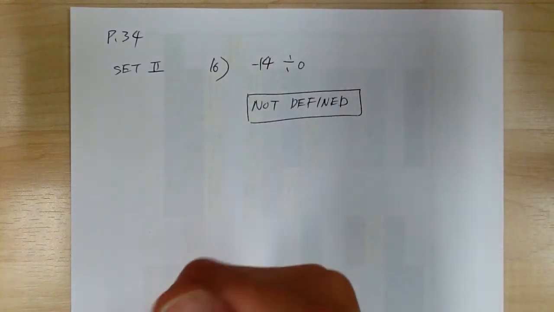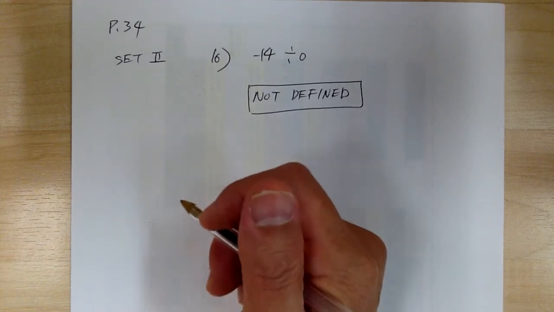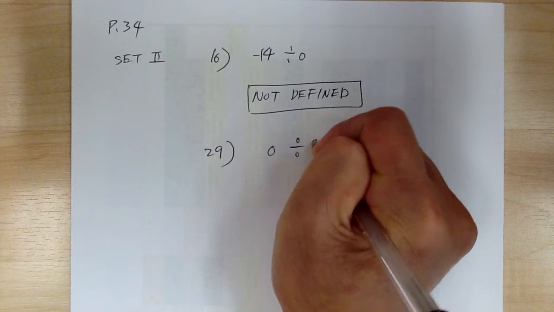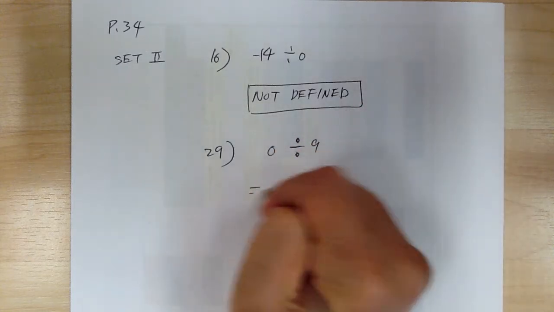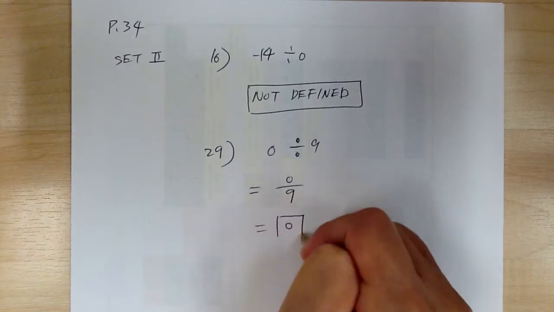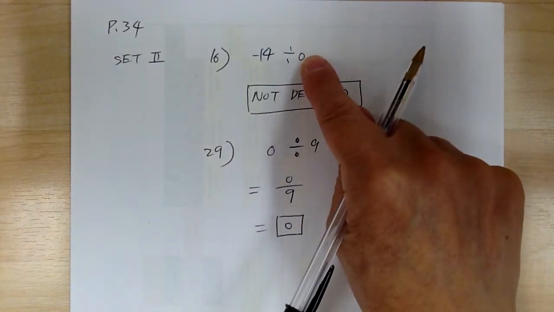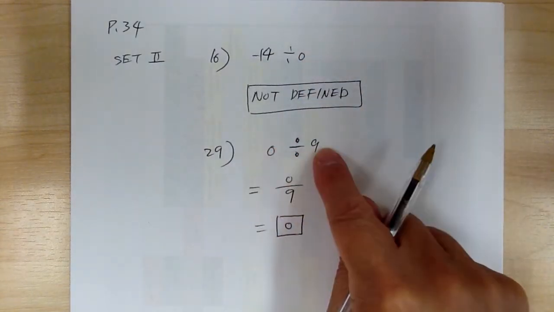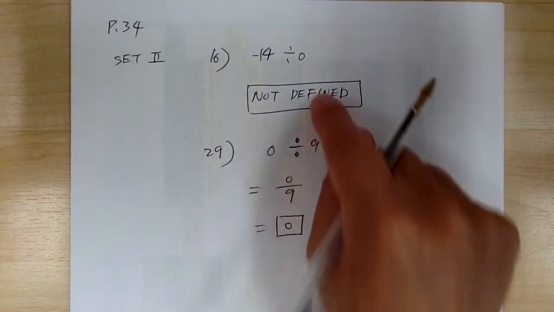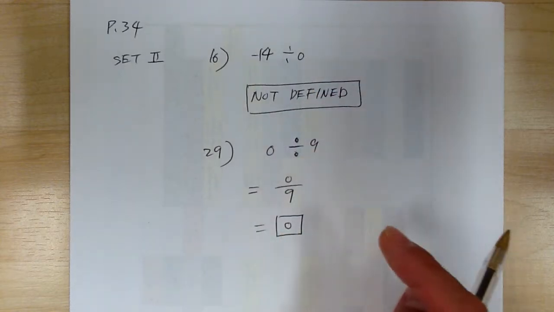But if your 0 is on top, it's okay. So let's say like number 29, you have 0 divided by 9. So this is the same as 0 over 9. So this one is okay. So the answer will equal 0. So again, you cannot divide by 0, but 0 can be divided by other numbers. Okay? So make sure you know these two over here. So don't get confused between the two. Okay?